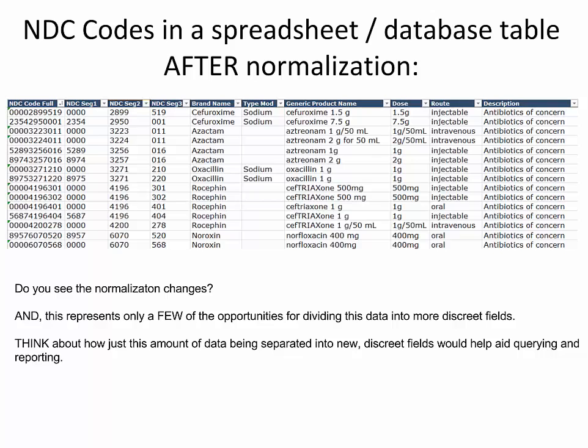This slide presents the data set after normalization. Do you see the normalization changes in the data set presented on this slide? For example, we have broken the NDC codes apart based upon the 3 segments, and we have also broken the information related to the product apart. These changes represent only a few of the opportunities for dividing this data into more discrete fields. Think about how just this amount of data being separated into new discrete fields would help in aiding querying and reporting on the information.